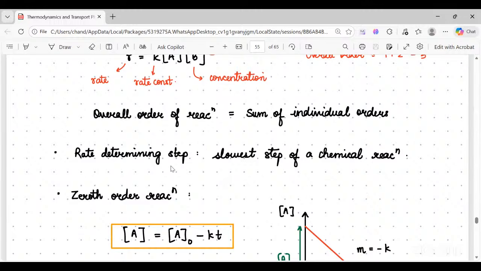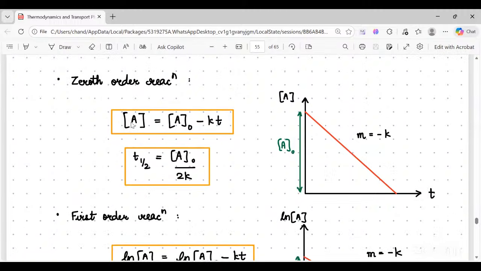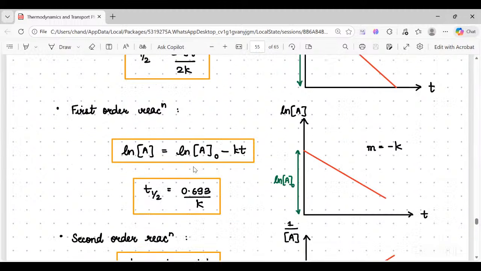The rate determining step is the slowest step of the chemical reaction. For the zeroth order law, A is equal to A naught minus Kt. It will be a straight line with a downward slope. The t half is obtained by putting A equal to A naught by 2. You will get A naught by 2K. For a first order reaction, ln A is equal to ln A naught minus Kt.